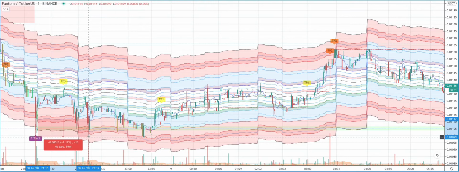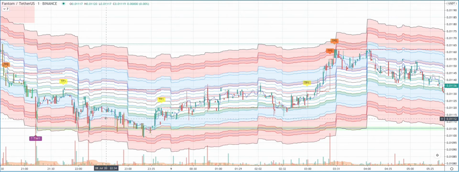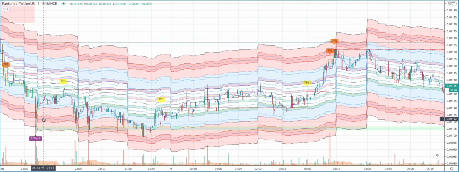Some folks trade these with dollar cost averaging, buying more in as they drop. But you've obviously got to be careful about where you set up and how you set up your trades. Only trade what you can afford to lose, and do your own research.